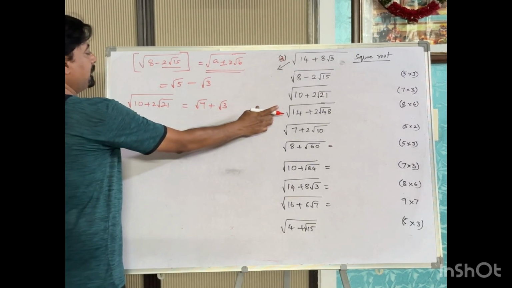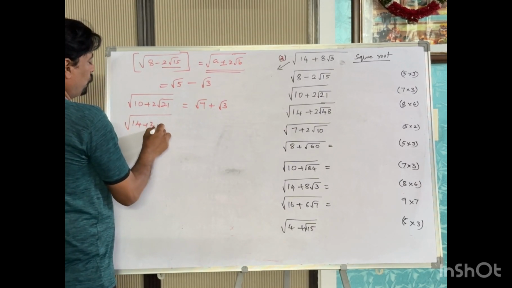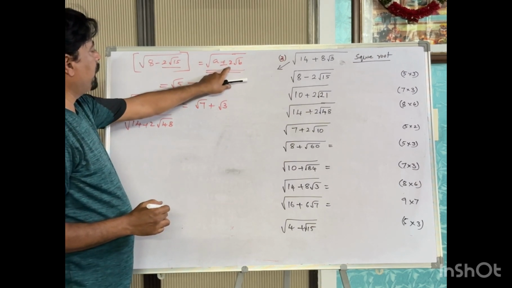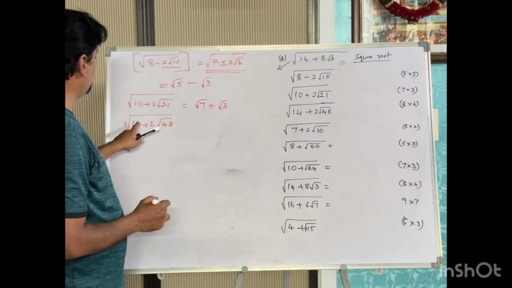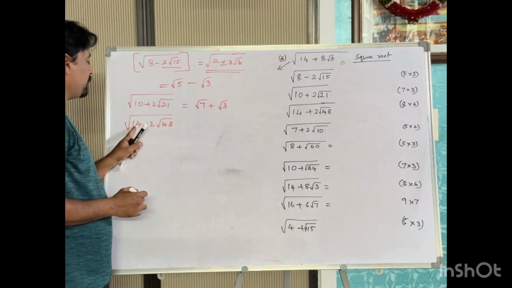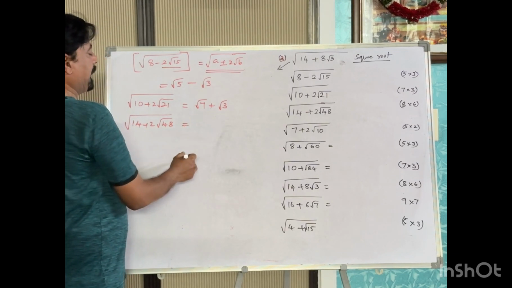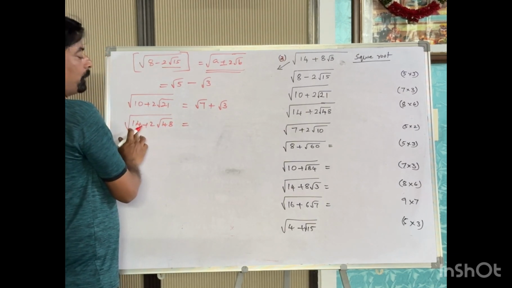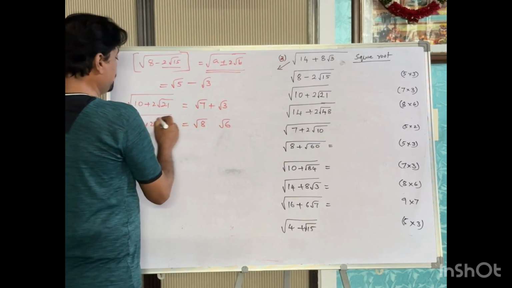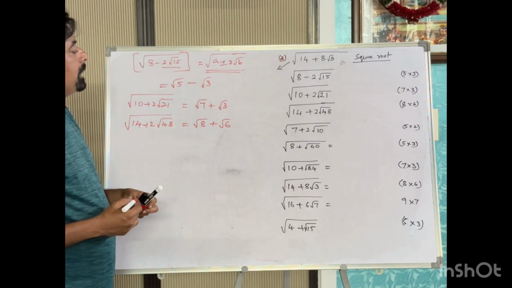For example, if you see this one, under root of 14 plus 2 root 48. So this is also in the form of a plus or minus 2 root b. Here a is equal to 14, b is equal to 48. Just split 48 into 2 terms which, if you add, you want to get 14. So 48 splits as 8 sixes are 48, and 8 plus 6 is 14. Therefore the answer is root 8 and root 6. Here plus is there, so you put plus. So the answer of this question is root 8 plus root 6.